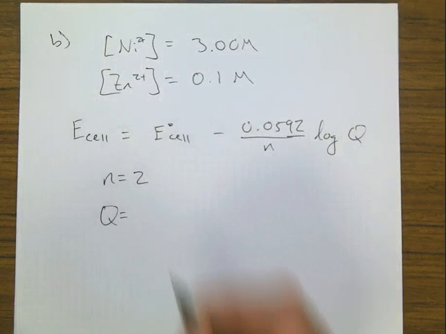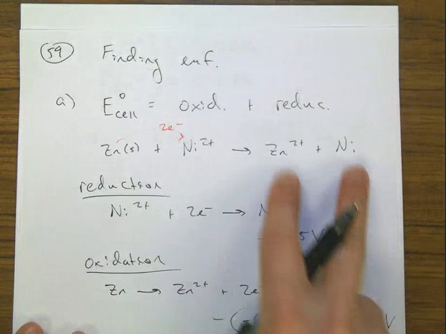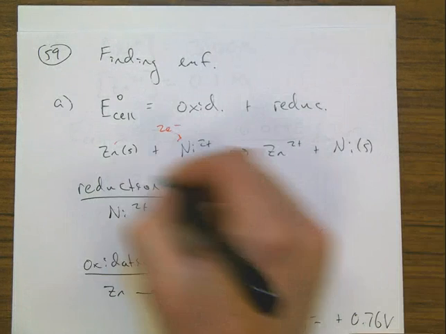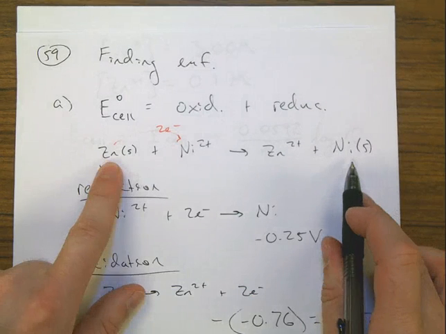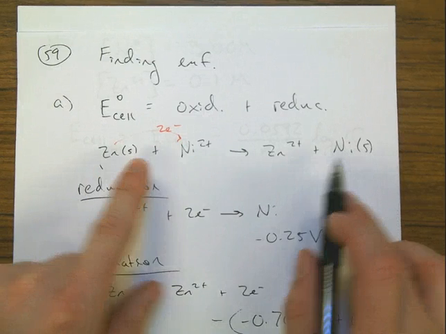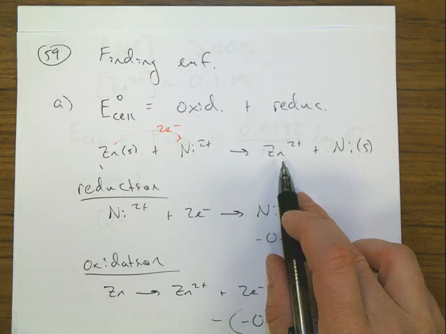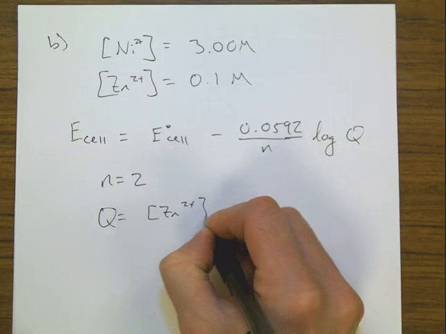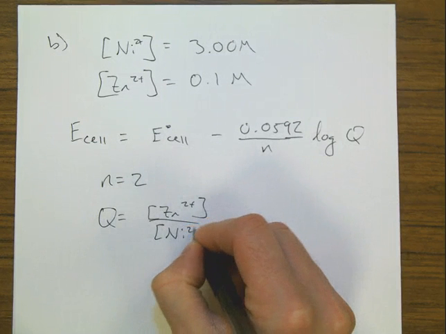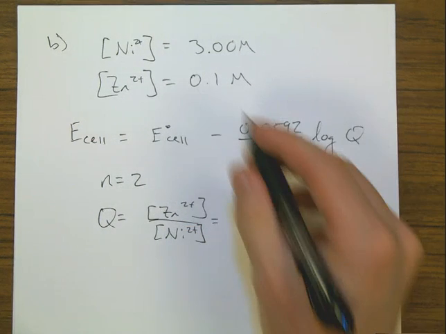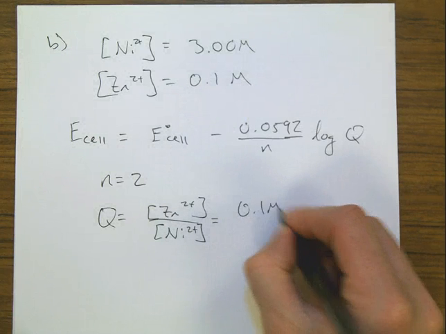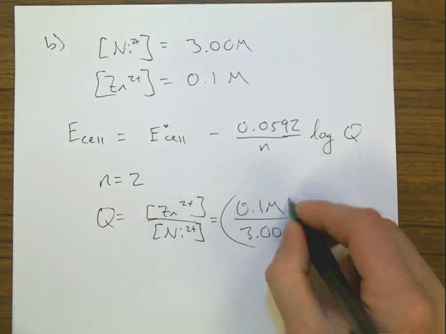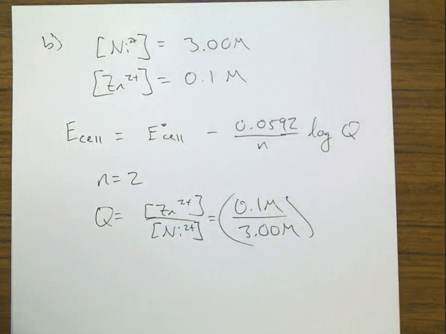For Q, I have to take the concentrations of the products divided by the concentrations of the reactants. Since nickel is solid and zinc is solid, they're not going to be in Q, which is my equilibrium expression. It's going to be Zn2+ over Ni2+. So Q is Zn2+ over Ni2+, and then I'm just going to have to plug in for zinc, it's 0.1 molarity, divided by nickel, which is 3.00 molarity. When I divide those two, I get my Q.